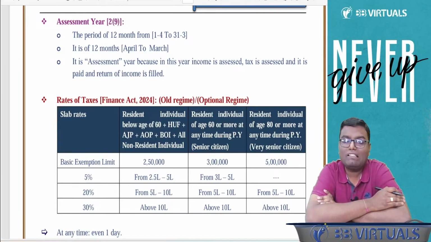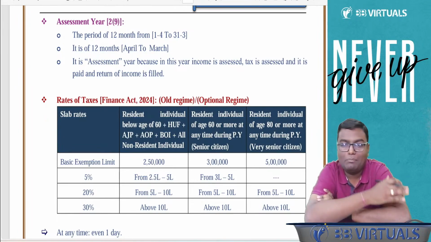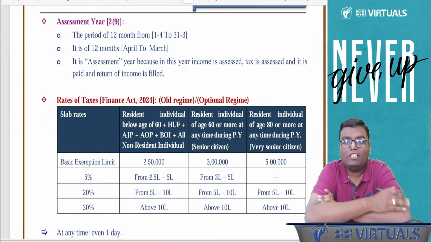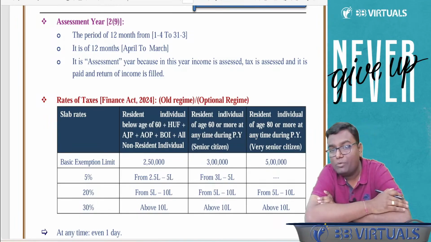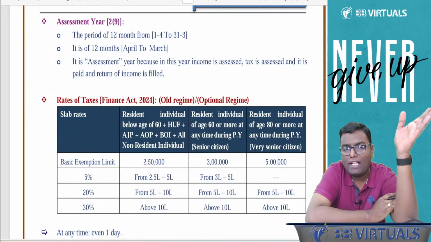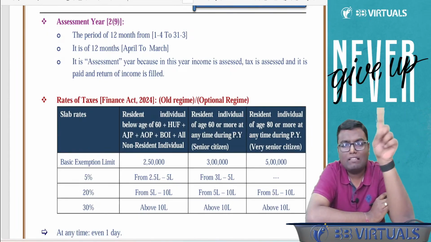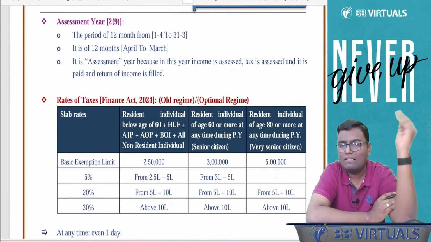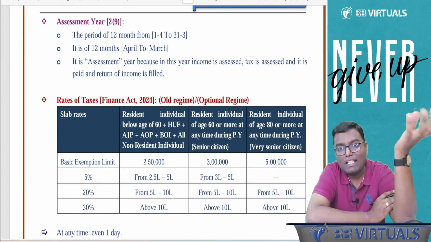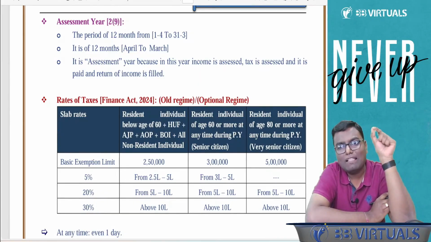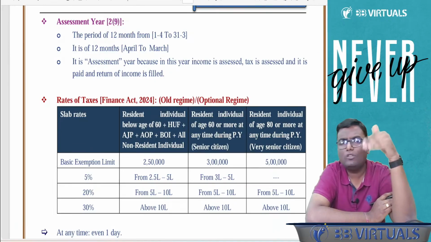First of all, yesterday was the first lecture in which we started the chapter on basic concepts. Up to now, we have seen that Article 265 gave the government the power to collect tax. Article 246 did the bifurcation, that is central list, state list, concurrent list. GST was introduced from Article 246A. Then we saw there are two kinds of tax, direct tax and indirect tax.